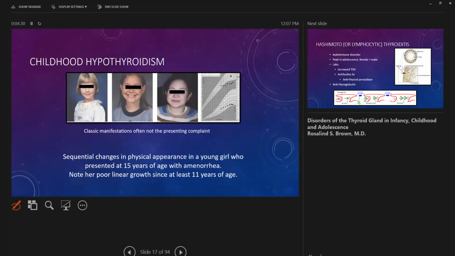Childhood hypothyroidism is often not identified unless we are really consistent with our growth chart measurements. As you can see, this gal was off of the growth charts since she was 11. However, she did not become diagnosed with hypothyroidism until she was 15. So 4 years went by where this could have been treated and diagnosed earlier, causing less problems in the body. See that poor linear growth right there.